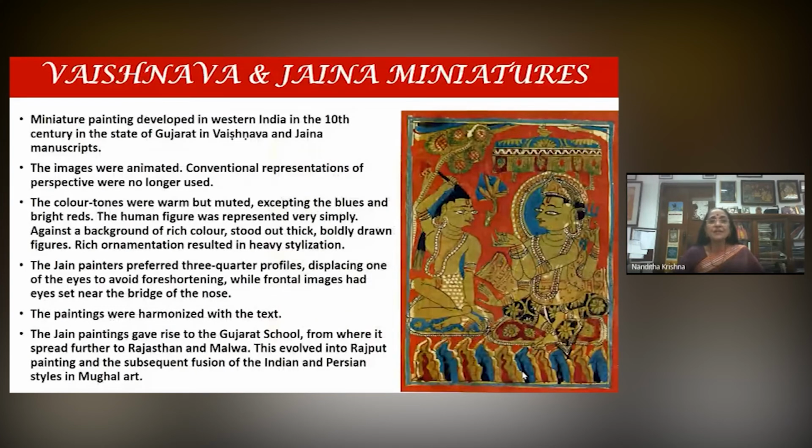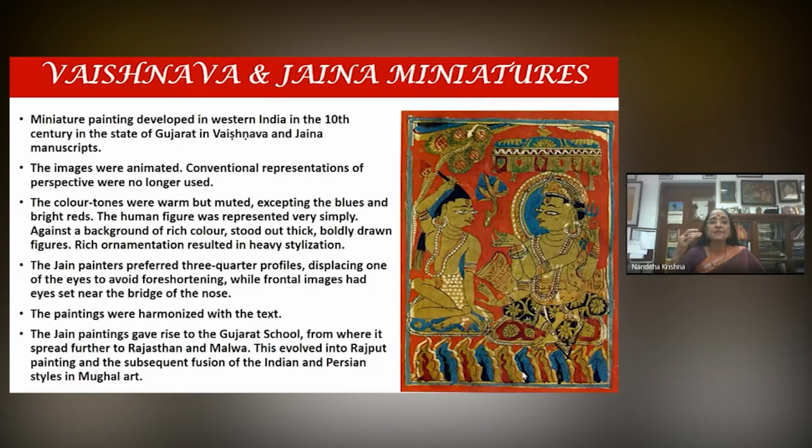In Western India, we have the development of the Jain and the Vaishnava manuscripts, where you have animated images. The colors were warm and muted, except the blues and the bright reds you can see. The human figure was very simple and stood out thickly against the background. And there was rich ornamentation, which resulted in heavy stylization.